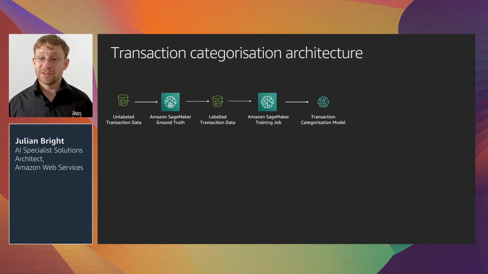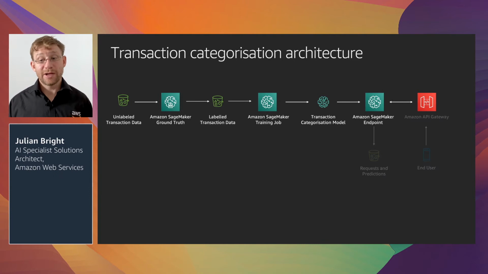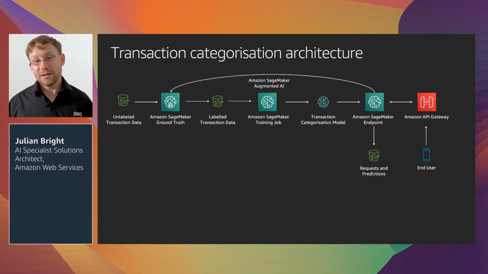Once we have our transaction categorization model, we can deploy an endpoint, put an API gateway in front of that, and then start consuming that from our end user application. Those requests and predictions are being logged to S3 as part of this invocation of the endpoint. And any results that are not of sufficient quality, potentially a low probability, can be fed back into the labeling process through Amazon's augmented AI, which is powered by the Ground Truth annotation engine, and repeating that cycle.